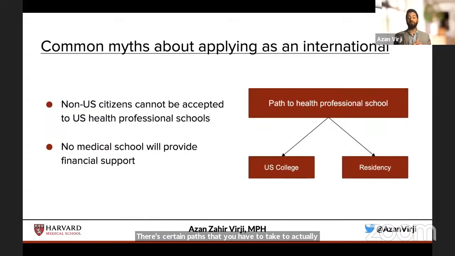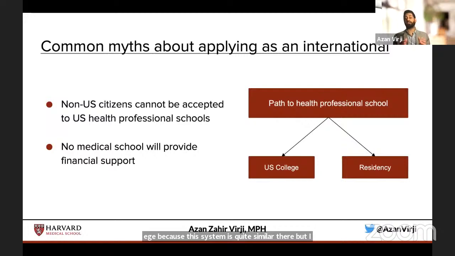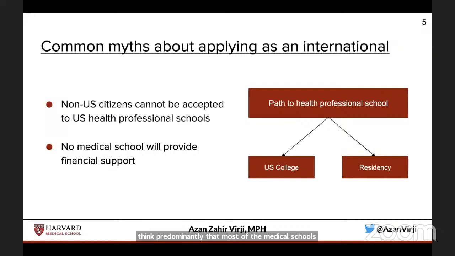The first is through a US college path. What that means is that you come here for college, get your bachelor's degree from here, and then you apply to medical school. For a lot of medical schools here, that's a big requirement, that you need to have graduated with a bachelor's from a US college. There are some exceptions where they may accept a bachelor's degree from a Canadian college, because the system is quite similar there. But I think predominantly most of the medical schools here require you to have some sort of US college degree. So that's one path.